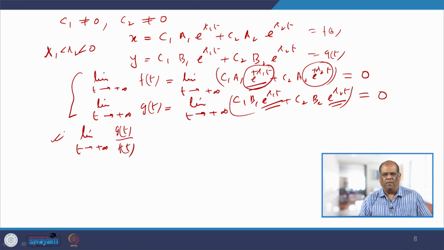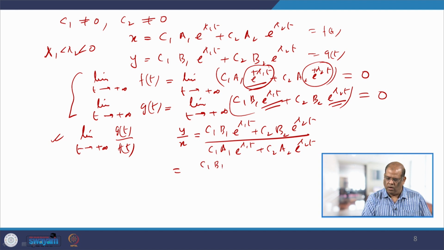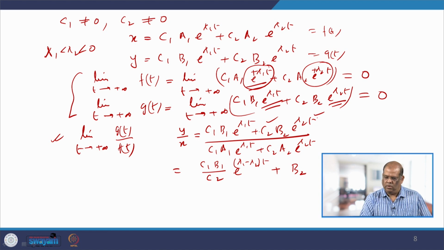if this also gives you a finite limit or tends to plus infinity or minus infinity, then we say that the path enters 0, 0. So, here if we find this y by x, that is C1 B1 e to the power lambda 1 t plus C2 B2 e to the power lambda 2 t divided by C1 A1 e to the power lambda 1 t plus C2 A2 e to the power lambda 2 t. So, I take this C2 e to the power lambda 2 t common, and I will get C1 B1 by C2 e to the power lambda 1 minus lambda 2 into t plus B2. So, you take this and this common, and from here also this and this common. So, this C2 will be cancelled.